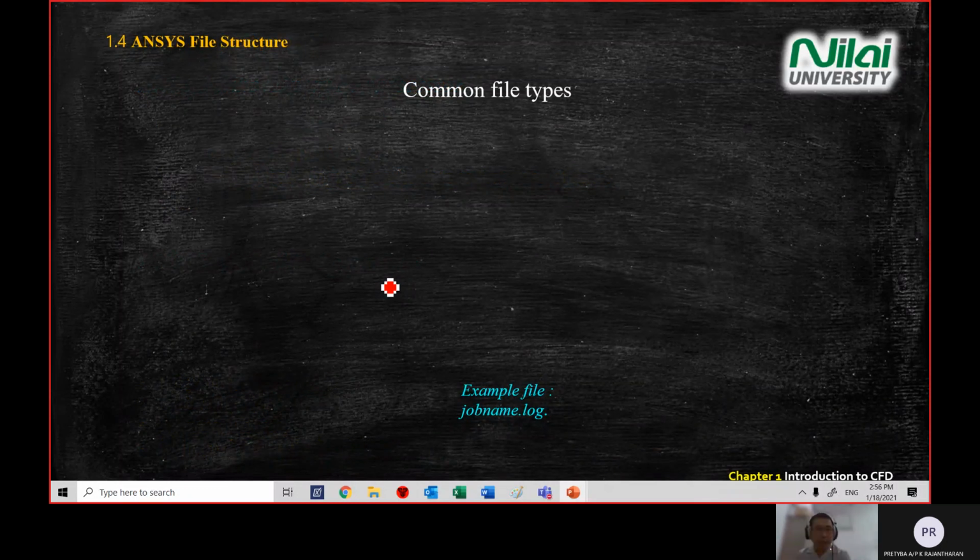Now the next one will be on the common file types that you have.